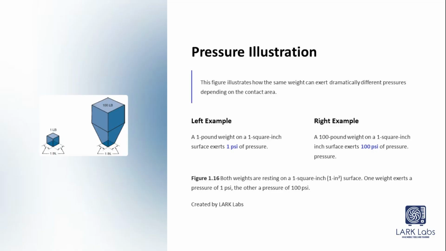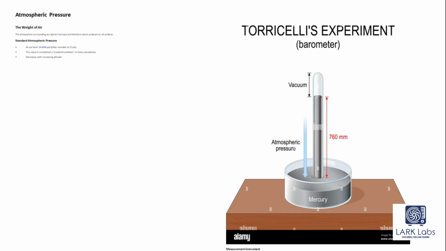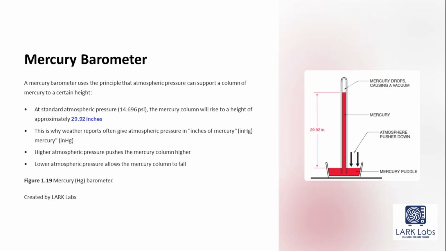A 1-pound weight on a 1 square inch surface exerts 1 psi, while a 100-pound weight on the same surface exerts 100 psi. This concept is vital in engineering and design. Atmospheric pressure is the weight of air above us, and Torricelli's experiment with a barometer demonstrates this beautifully. By measuring the height of mercury in a tube, we can gauge atmospheric pressure, which is typically around 760 millimeters of mercury. The mercury barometer is a classic tool for measuring atmospheric pressure.